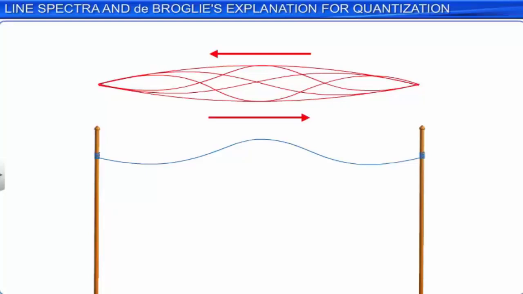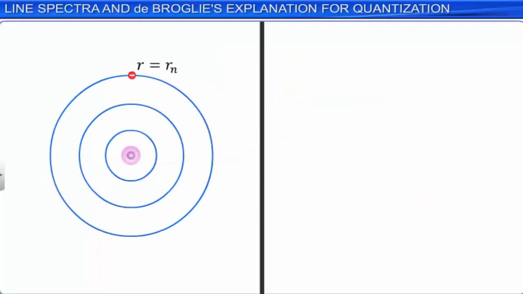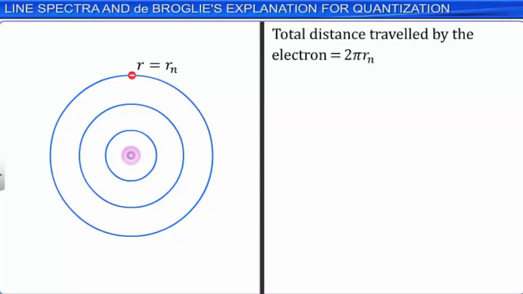Now, let us apply this concept to an electron in the nth circular orbit of radius Rn. The total distance travelled by the electron is 2πRn. Hence, 2πRn is equal to nλ, where n is equal to 1, 2, 3, and so on. Let this be equation 7.